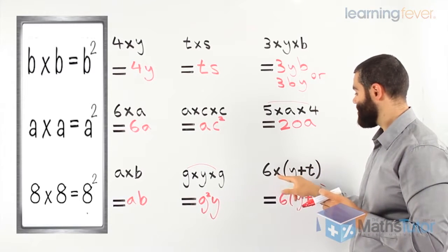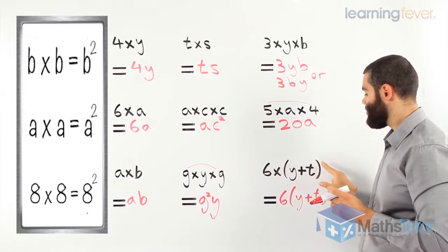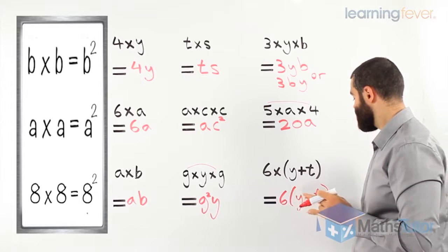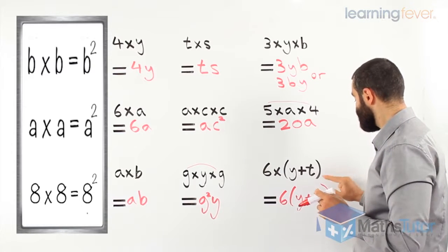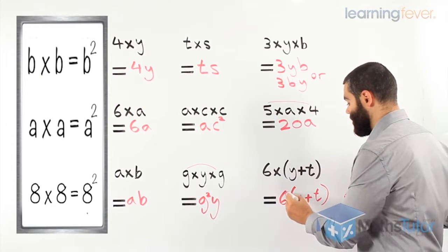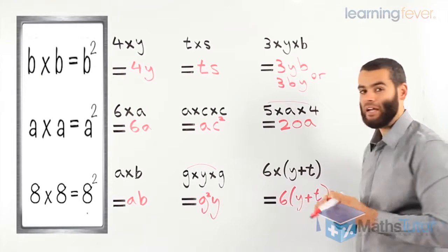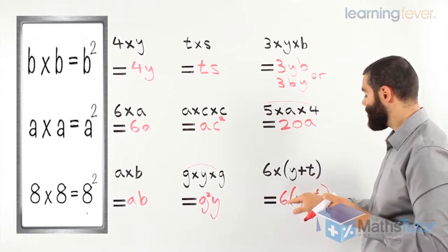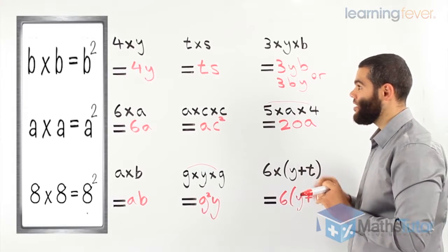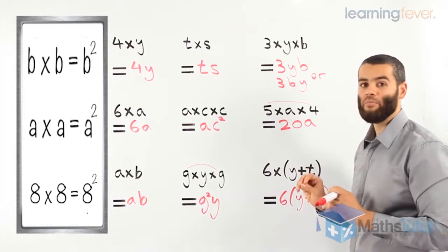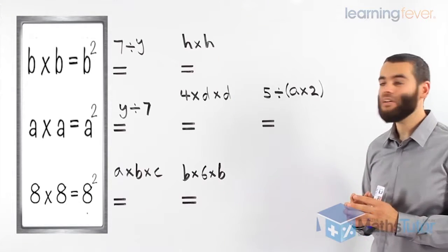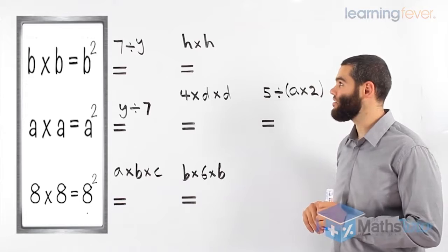And lastly, 6 times everything in the brackets. We just get rid of the multiplication sign. 6 brackets Y plus 2 plus T. Close the brackets. So we know it means 6 times everything in the brackets. So whenever you see that, you know straight away it means 6 times everything inside the brackets. Now let's do some more examples to get the picture much more clearer. Some more examples now, and you're going to see how easy it is.